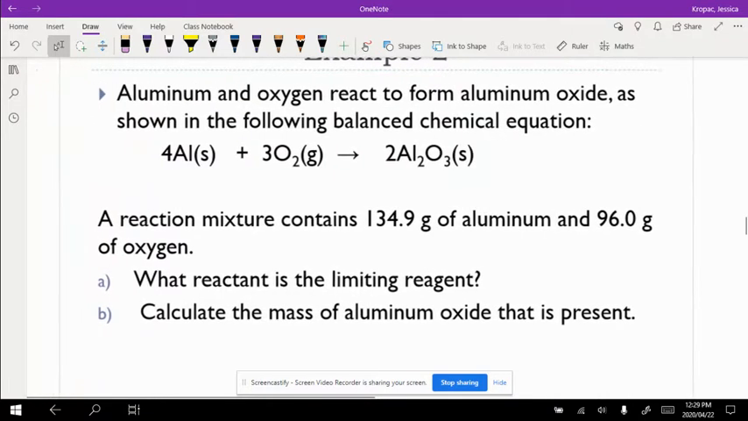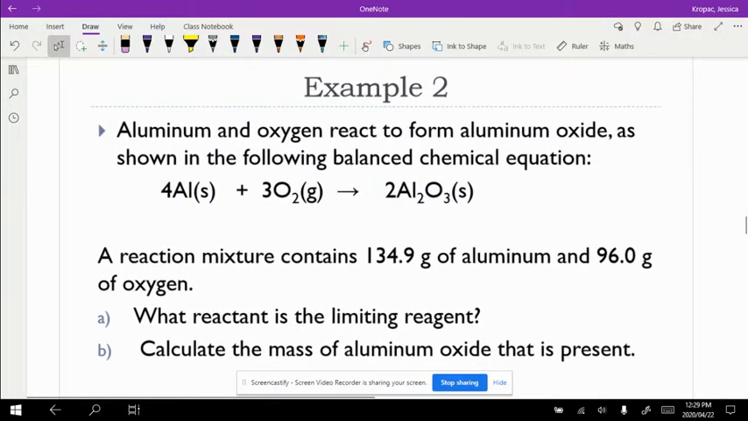So let's just go through and highlight what we've been given. We've been given our chemical formula. And notice we've actually been given our balanced chemical formula, which is nice. So we can go ahead and make sure it's already balanced for us, so we don't have to do that. We've also been given two different masses. We've been given a mass of aluminum, and we've also been given a mass of oxygen. So again, we've been given the mass of both reactants. We need to figure out which one is the limiting reagent, and then we need to figure out, using the limiting reagent, how much aluminum oxide is going to be produced.